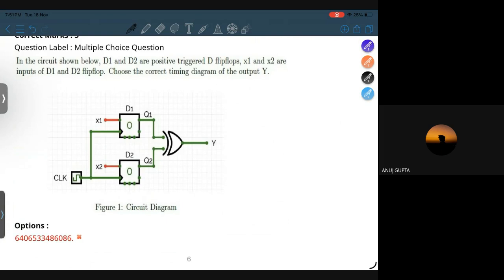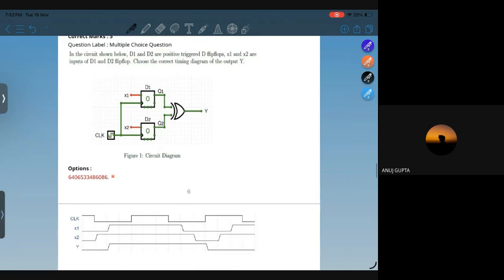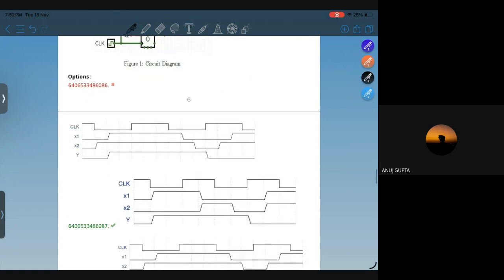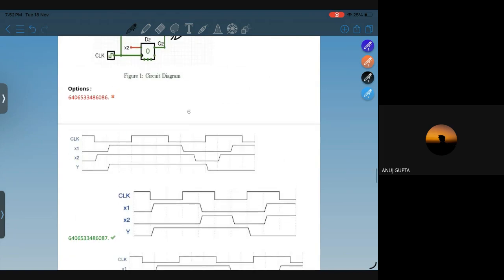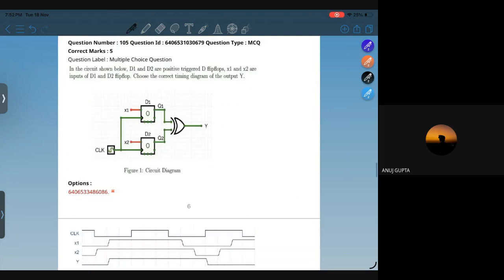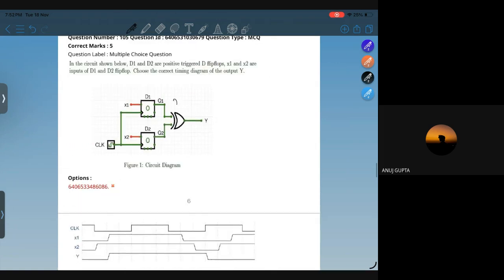So in the circuit, D1 and D2 are positive triggered flip flops. X1 and X2 are inputs of the D1 and D2 flip flops. Choose the correct timing diagram for the output. Why? So if clock is triggered, okay. So this will be X1, this is X2, and this is X0.